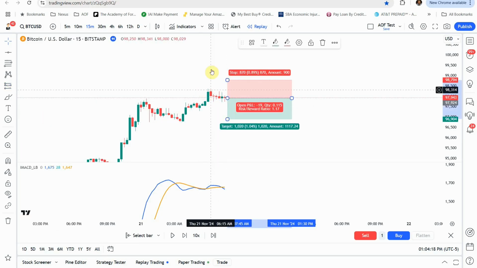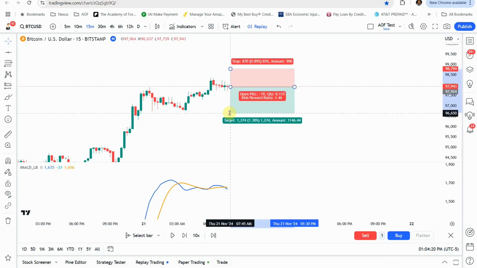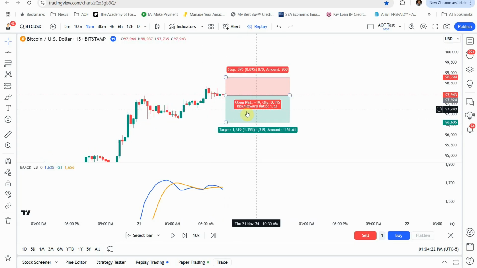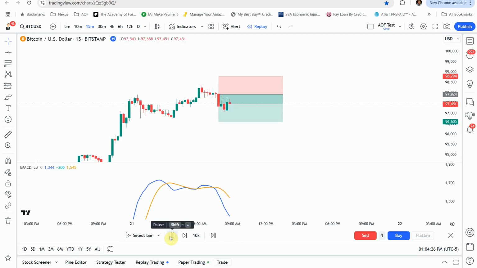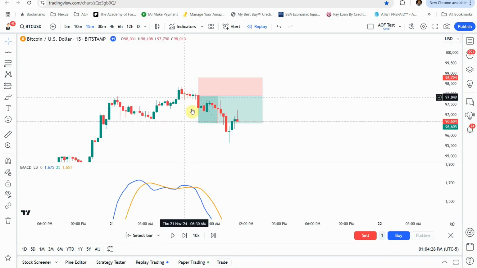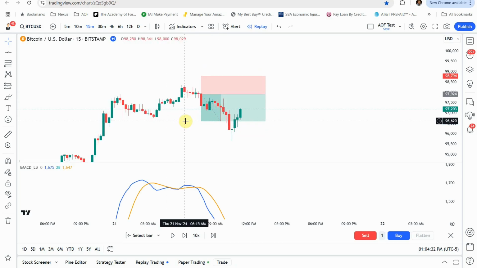Our stop is right above this pivot area, and we're going to target that same 1 to 1.5 risk reward right about there. Let's play this one forward and see how it plays out. And again, a really nice push to the downside gets us to our take profit. Alright, so that puts us at the end of the testing right there.